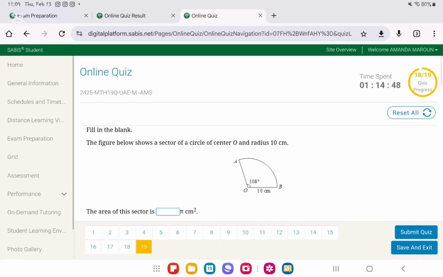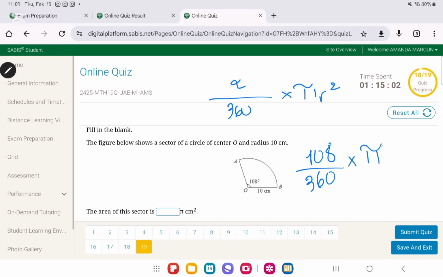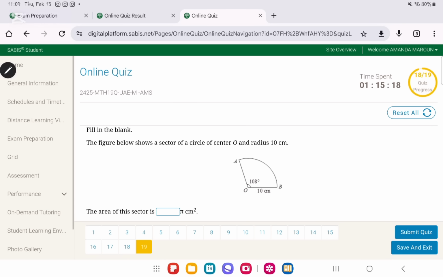Very simply, to find the area of the sector, you're going to apply the area rule. So it's going to be angle over 360 times pi r squared. So it is 108 over 360 times pi times 10 squared. Put it on the calculator, but do not include pi because they want pi in the answer. So it becomes 108 over 360 times 10 squared. And we will get an answer of 30 pi. So very simply, the answer over here is 30 pi.